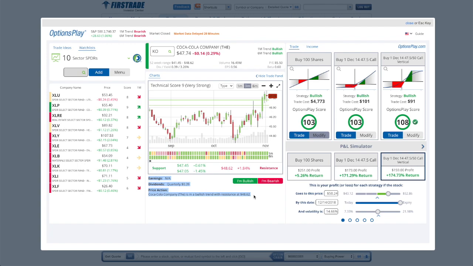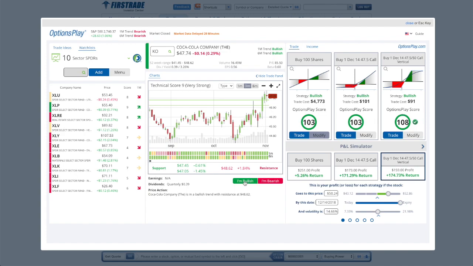Once you have a directional view on the underlying stock or ETF that you're evaluating, there are 2 buttons here at the bottom. One says I'm bullish, and one says I'm bearish. And you can use these 2 buttons to help drive the rest of the trading screen. If you're looking for trading strategies for bullish or bearish views, clicking on one of these buttons will bring up 3 strategies that will take advantage of either a bullish or bearish view on that underlying stock.